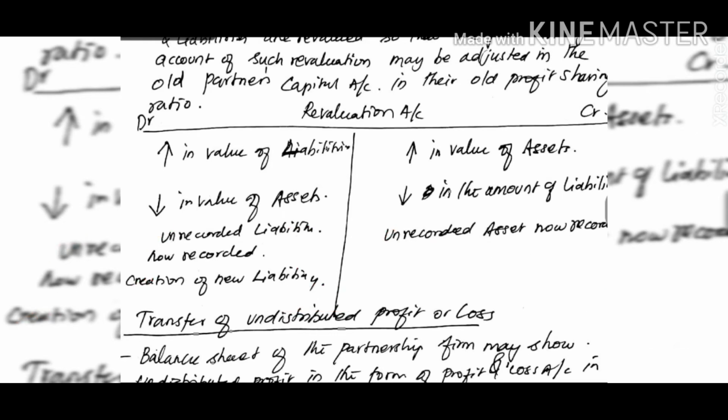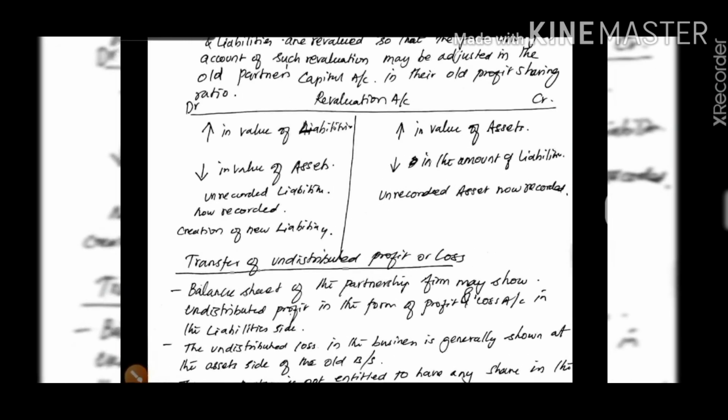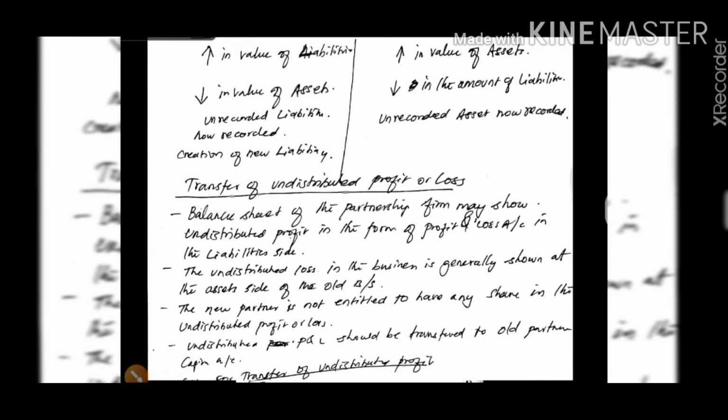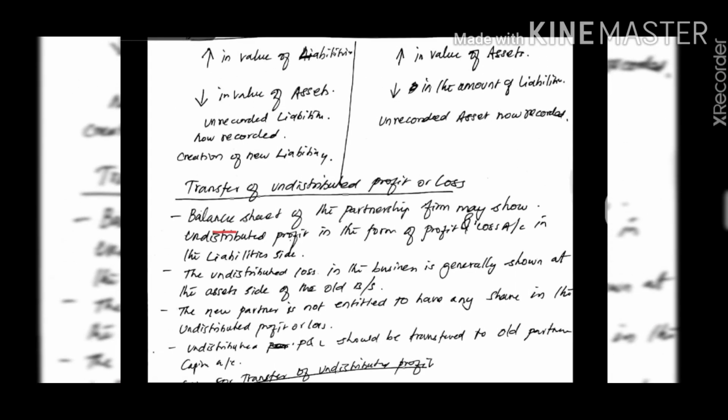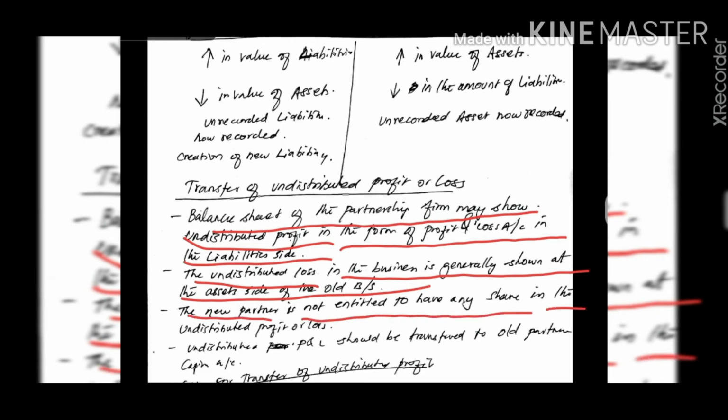Now the next heading is transfer of undistributed profit. As you all are aware, the balance sheet of the partnership firm may show undistributed profit in the form of profit and loss account and in the liability side. The undistributed loss in the business are generally shown on the asset side of the old balance sheet. The new partner is not entitled to have any share in the undistributed profit or loss. Undistributed profit and loss should be transferred to old partner's capital account.